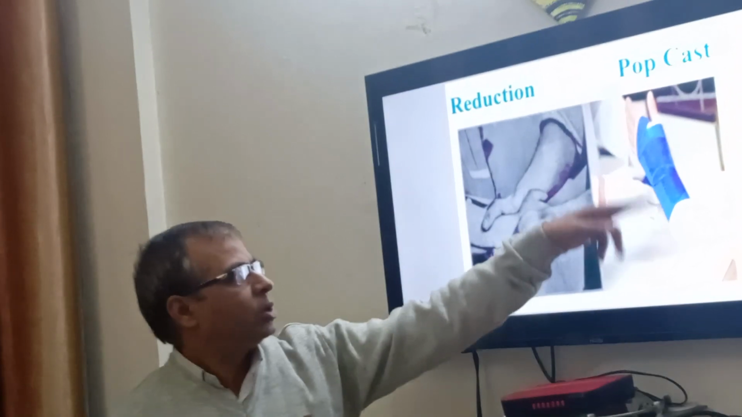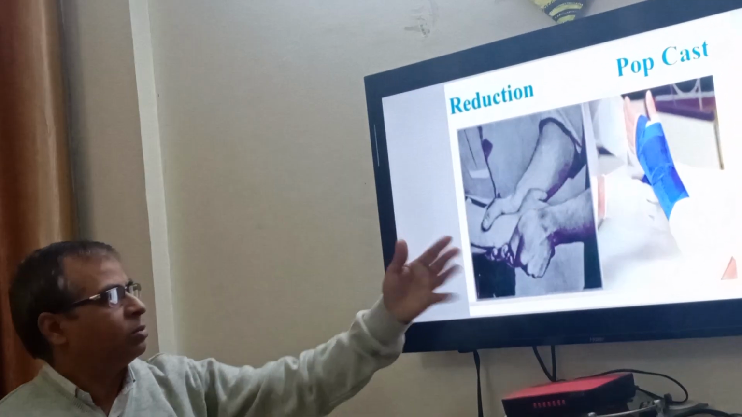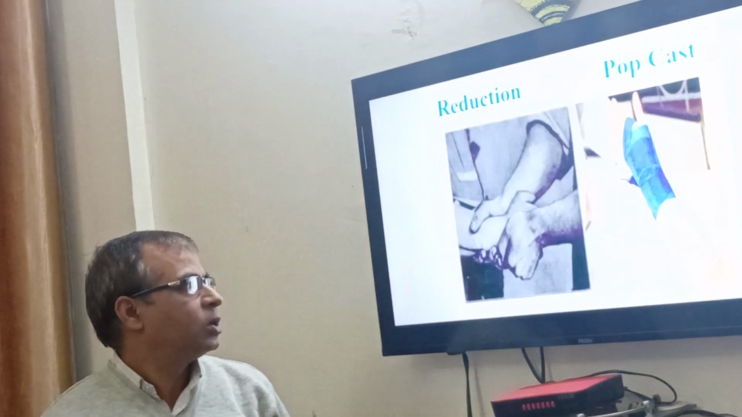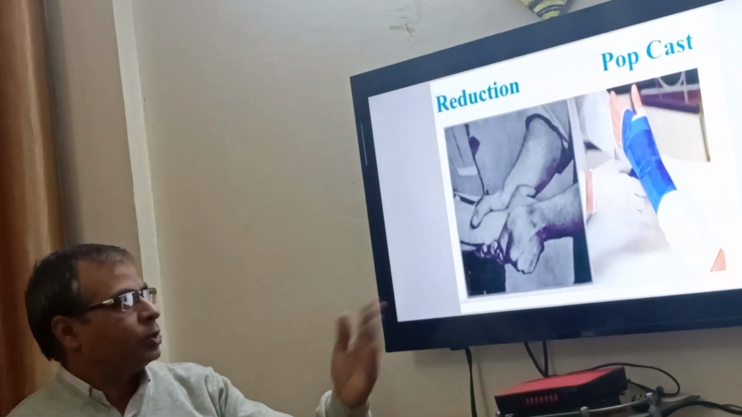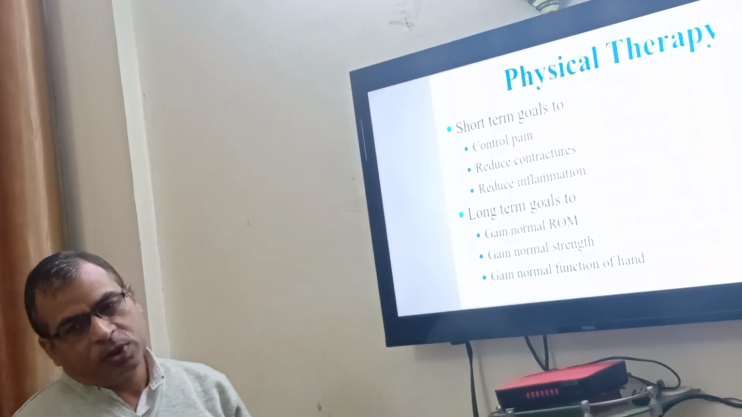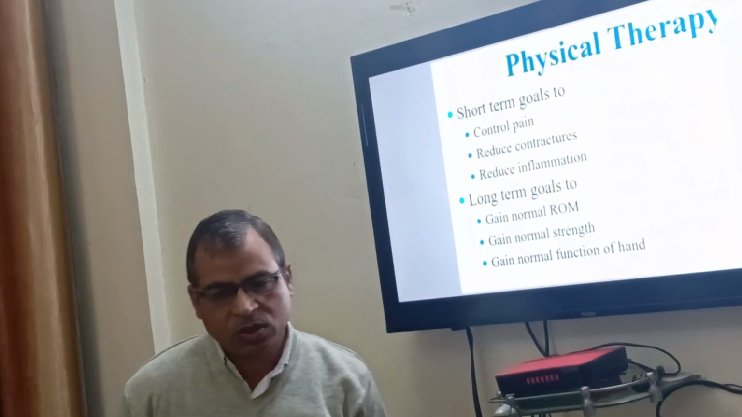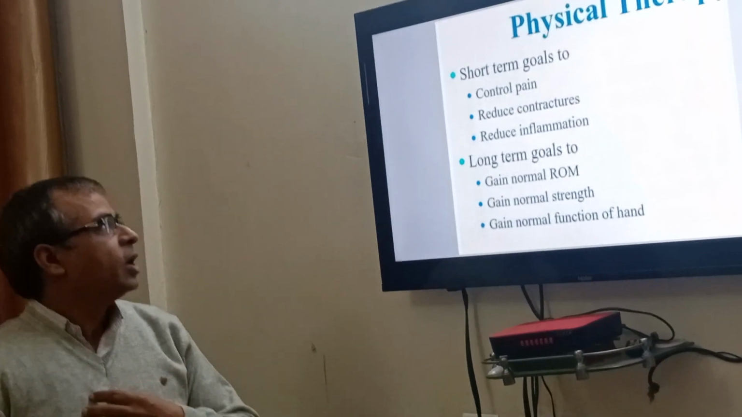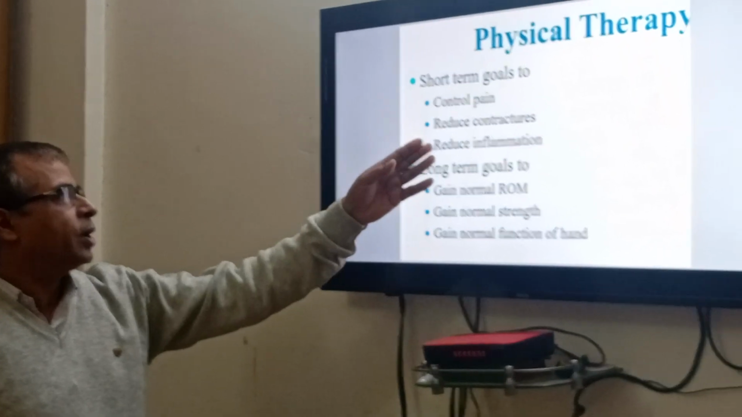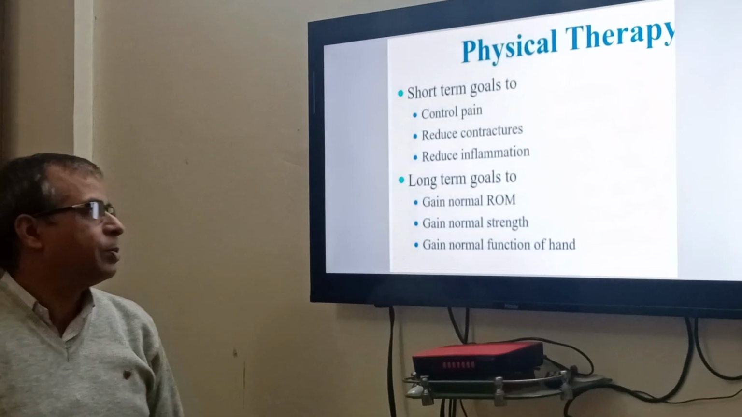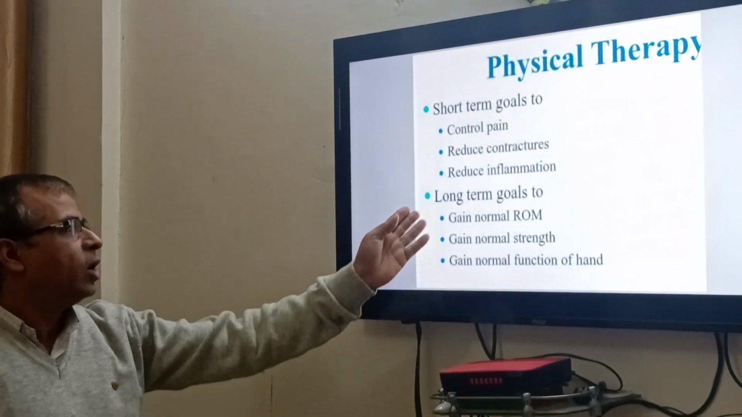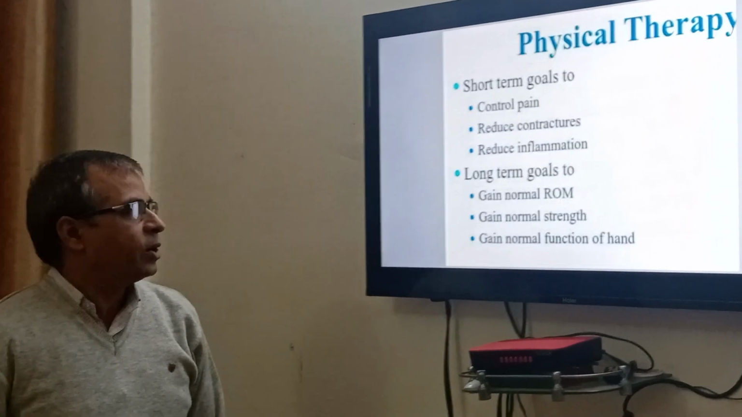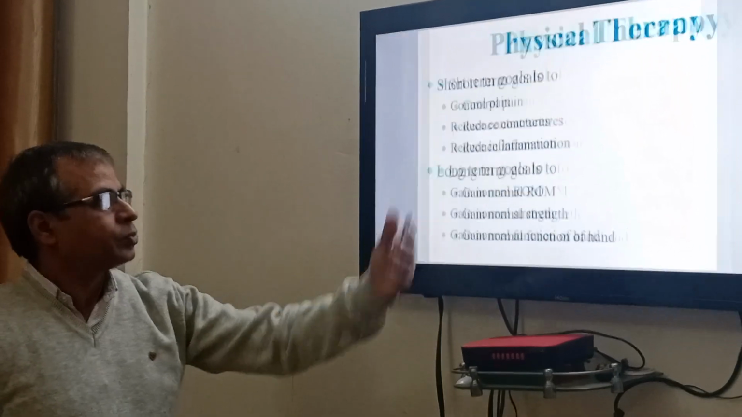So there is the plaster of Paris cast, and a fiberglass cast may also be used if the swelling is reduced. Next, please. So sometimes, if the deformity remains after removing the plaster, physiotherapy or rehabilitation is necessary. The goals should be to control the pain, reduce contracture, and reduce inflammation. These should be short-term goals. And long-term goals should be to gain normal range of motion, normal strength, and normal function of the hand.